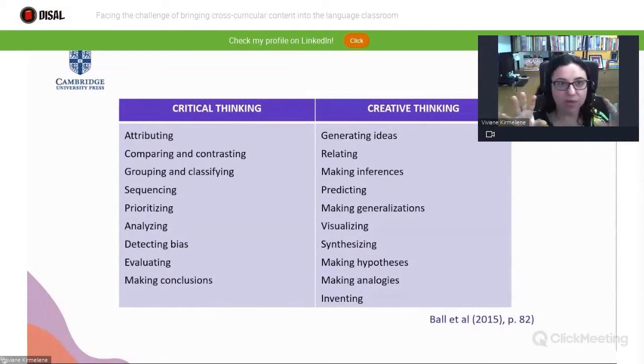Okay, thinking skills. They will attribute meaning or content to something. They will compare and contrast. I'm not talking about language here, okay? I'm talking about thinking skills. Grouping and classifying, sequencing, prioritizing, analyzing, detecting bias, which is hard, okay? And then you work with inference as well here. Evaluating.